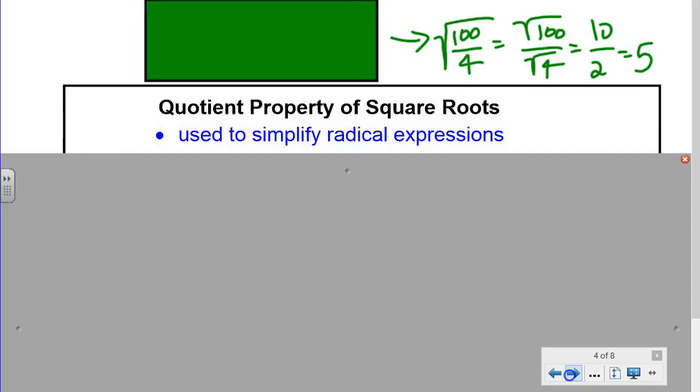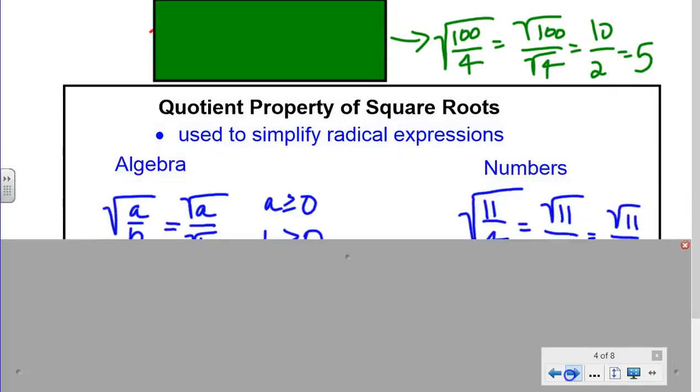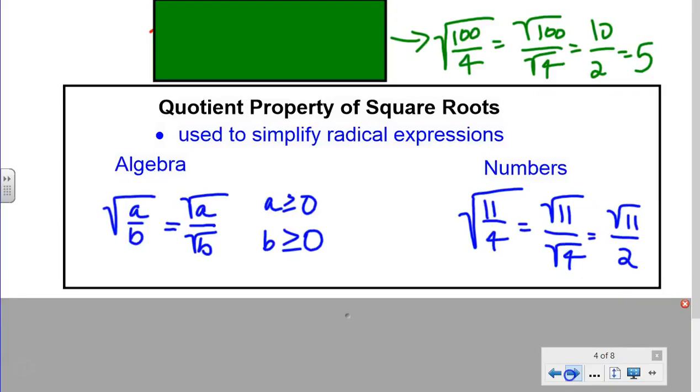The quotient property of square roots. You can find equivalent expressions when you're trying to simplify them. Okay? So we're writing this down in your rule box, in your notebook. Basically, if you have two numbers that are greater than or equal to 0, we don't work with negative numbers inside the radical. You're dividing numerator divided by denominator. You can take the square root of each one separately and then divide. Those are equivalent.